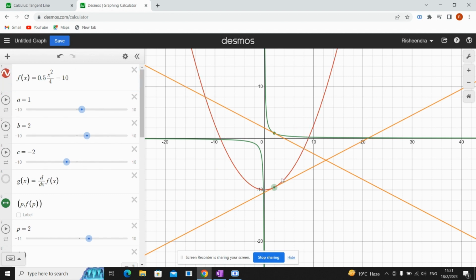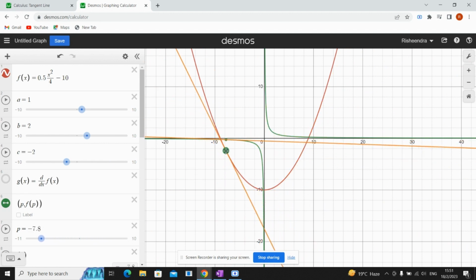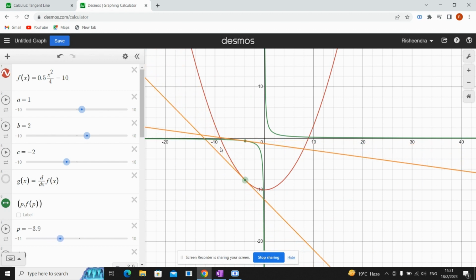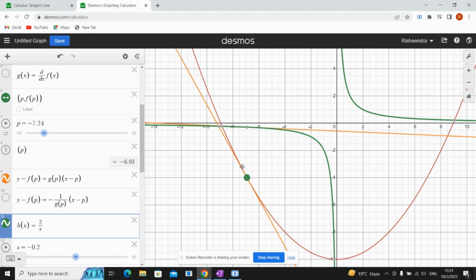Okay, see, this thing looks beautiful, doesn't it? Now the graph intersects at 2 points. At one point, let's see what is the point of intersection. These two. Let's zoom in. It is minus 0.83. Let's go there.